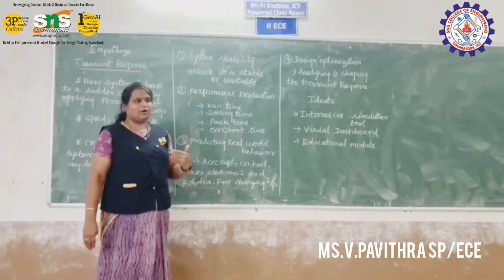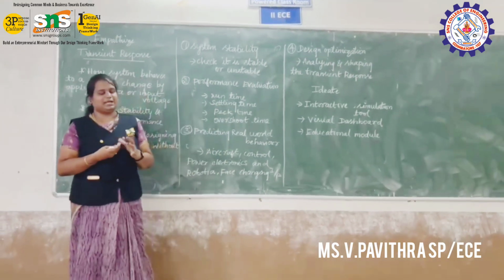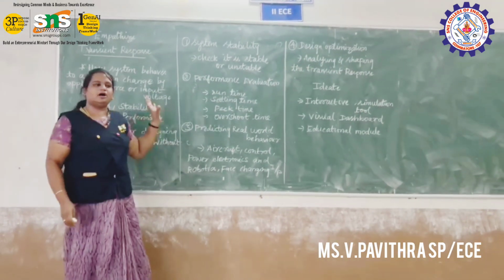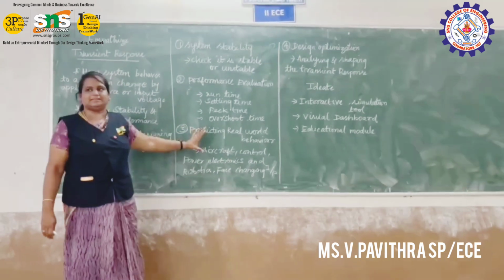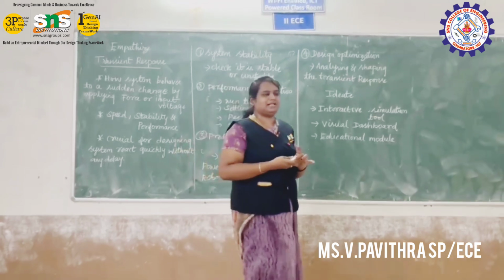Peak time means our output goes for the peak, that is called peak time, and then there is overshoot time. Overshoot time is nothing but the exit time. These are all why we need the transient response. Okay, and next, define it. You already know the definition of the transient response.